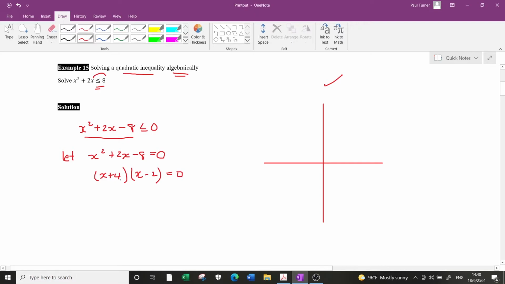Okay, so this is correct, isn't it? 4 times minus 2 is minus 8. 4 plus negative 2 is 2. So we have our correct factors. And then we will write the solution. So that means x must be minus 4. And in this case, x would equal 2. These are called your critical points.